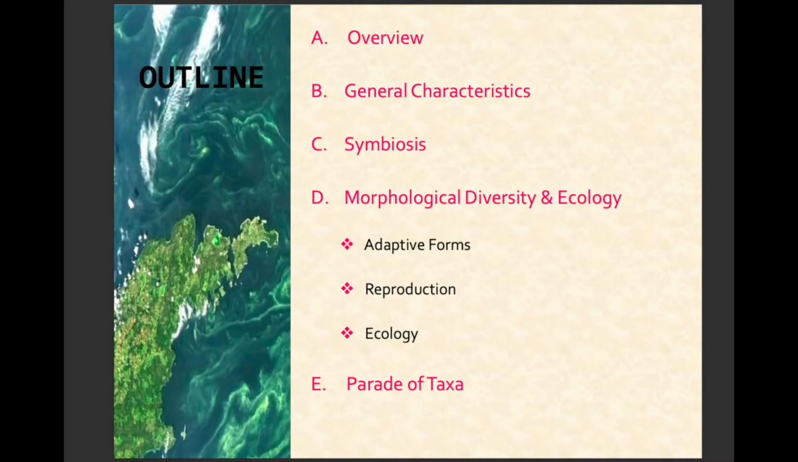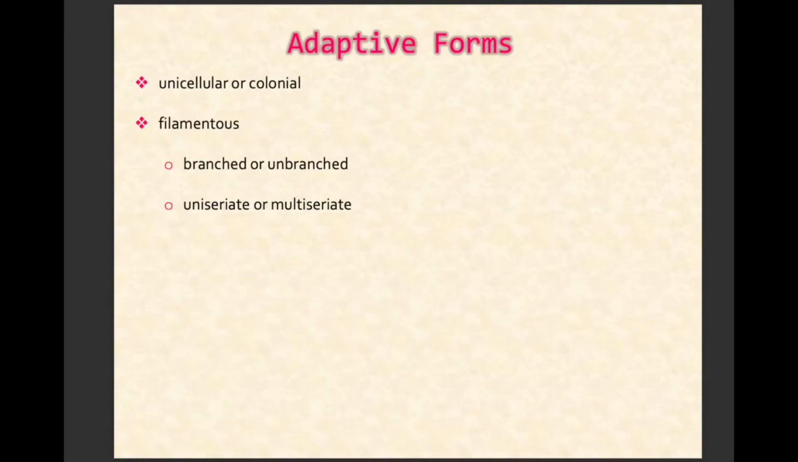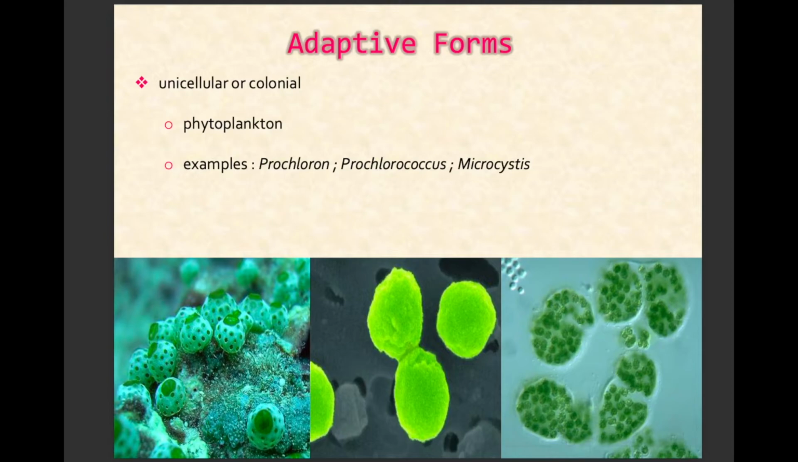Okay, so now moving on to the second to the last portion, we'll now move on to the morphological diversity and ecology of your organism. We'll talk about different adaptive forms, the reproduction process and ecology of your cyanobacteria. Let's talk first about the most common and the simplest forms that we have here, the unicellular or the colonial forms. Again, your colonial forms are just aggregates of your cells, no?